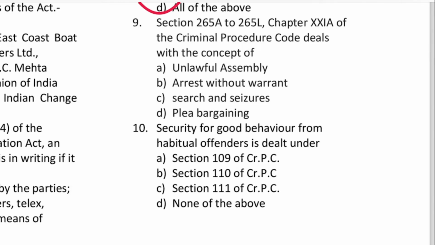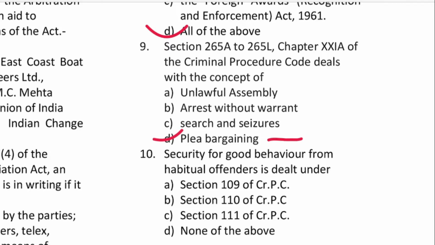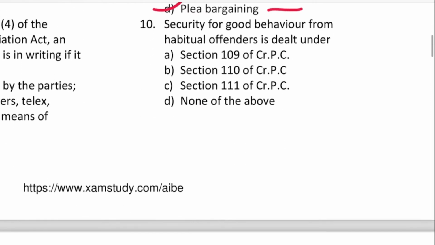Next is 9. Section 265A to 265L, Chapter 21A of the CRPC deals with the concept of plea bargaining. D is the answer. Next is 10. Security for good behavior from habitual offender is dealt under Section 110. B is the answer.